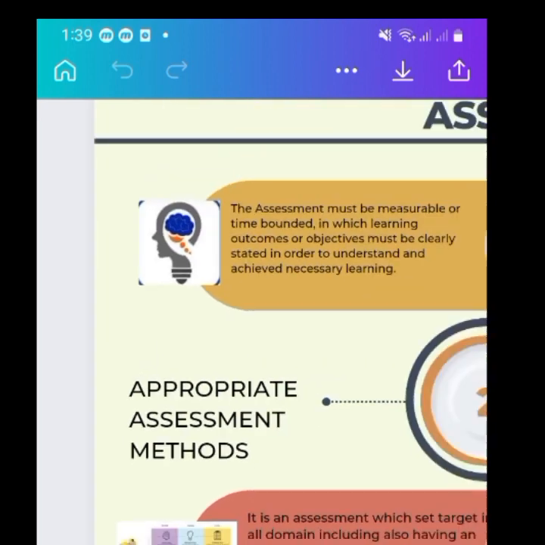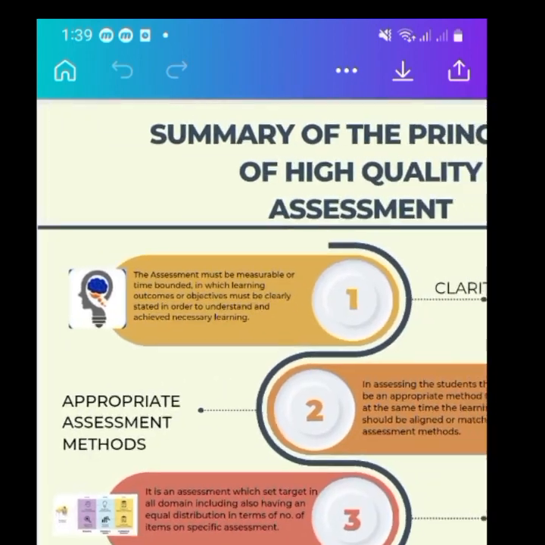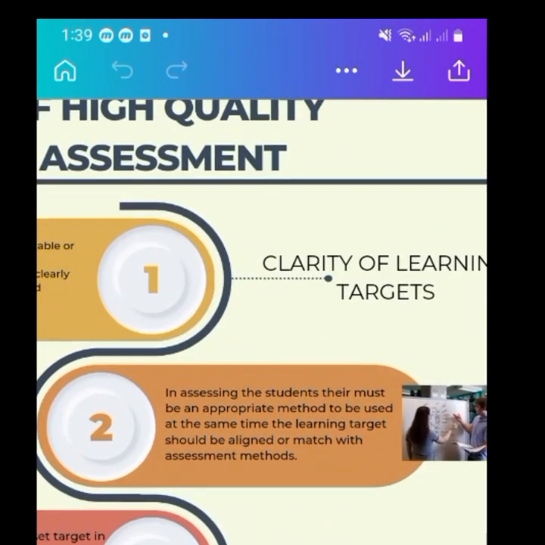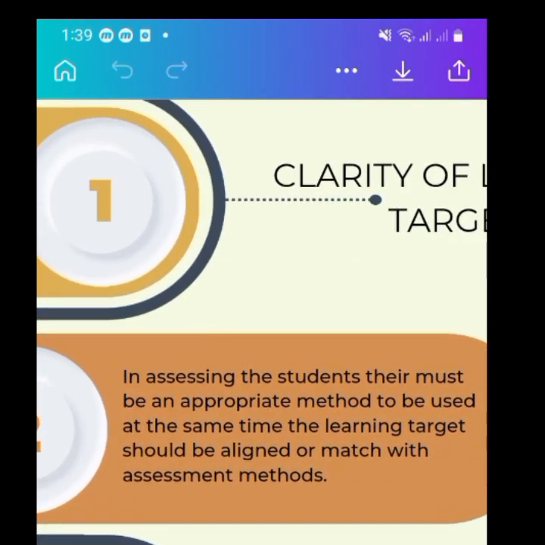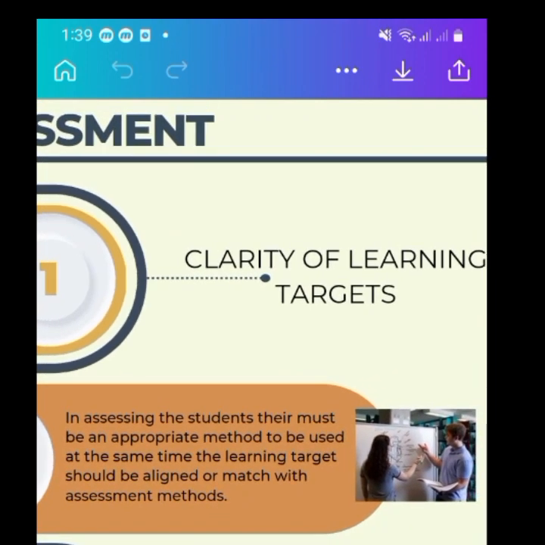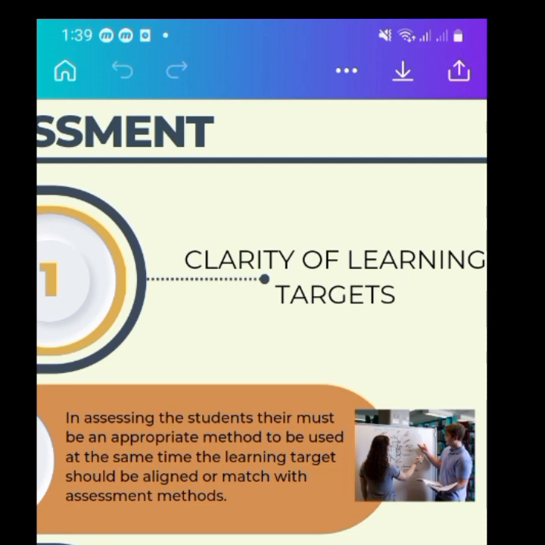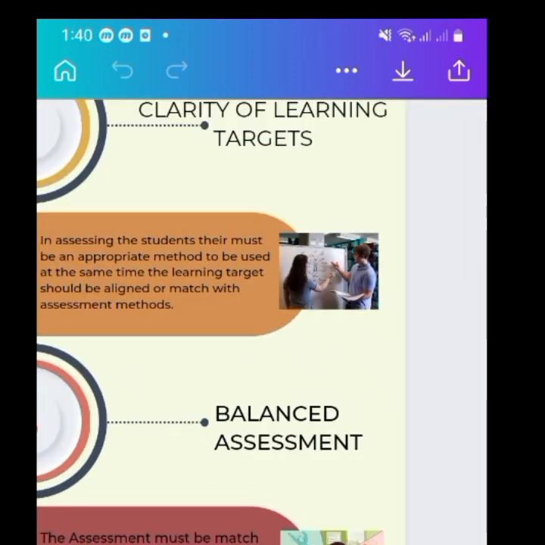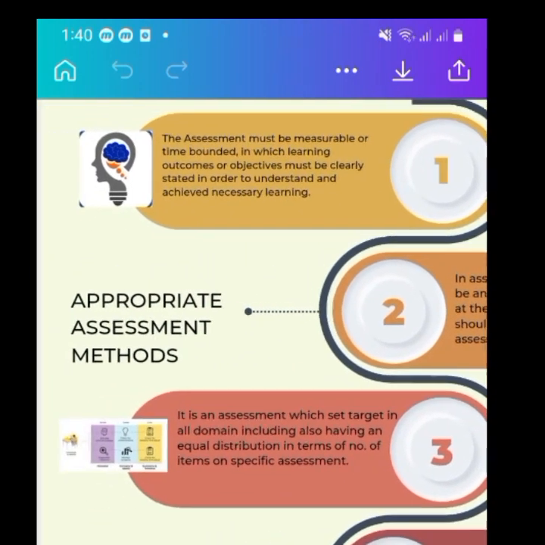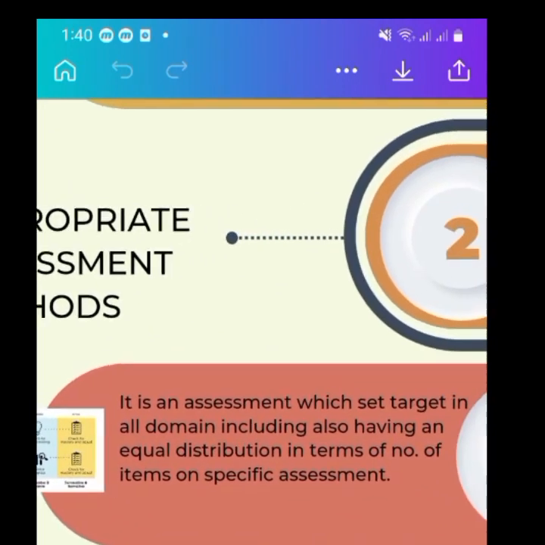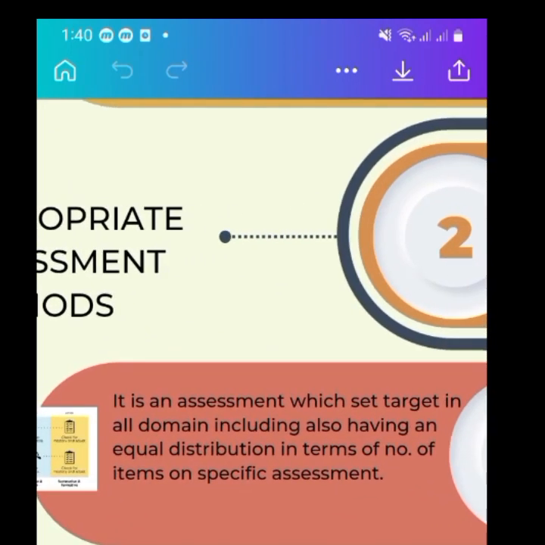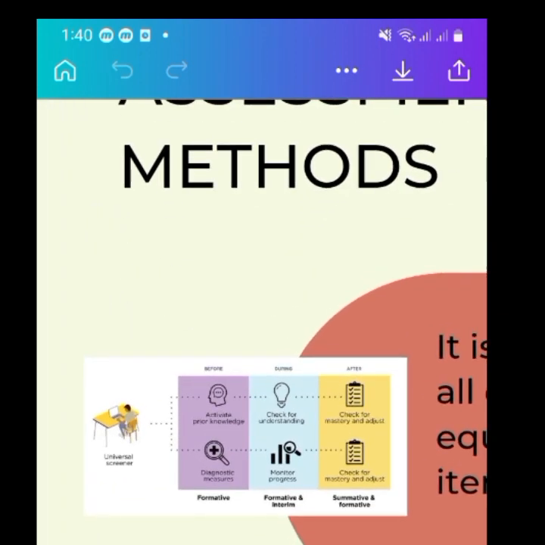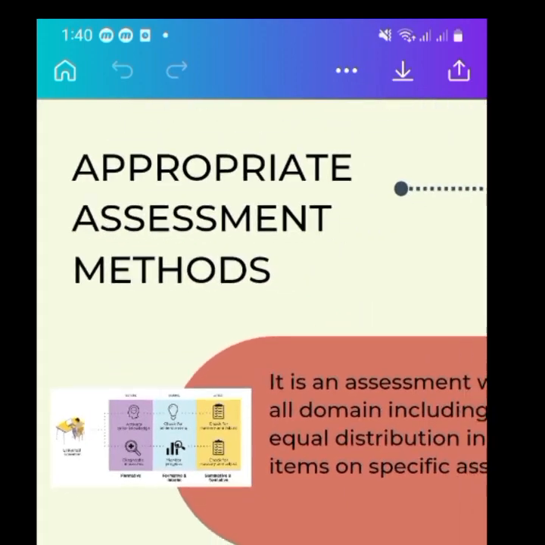Next is appropriate assessment methods, which talks about how, in assessing the students, there must be an appropriate method to be used. At the same time, the learning targets should be aligned or matched with assessment methods. And then the third one is balanced assessment, an assessment which sets targets in all domains, including having an equal distribution in terms of number of items in a specific assessment. When we talk about domain, it is the cognitive, affective, or even the psychomotor domain.